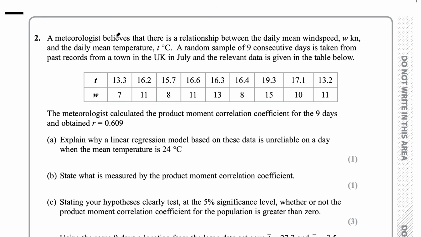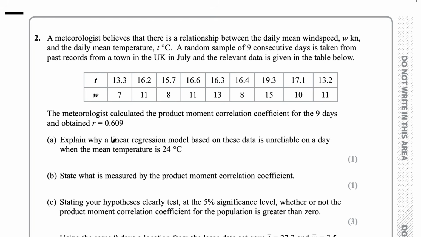Question 2 says a meteorologist believes that there is a relationship between the daily mean wind speed, W knots, and the daily mean temperature, T degrees centigrade. A random sample of 9 consecutive days is taken from past records from a town in the UK in July, and the relevant data is given in the table below. So here we have the temperature and the wind speed. The meteorologist calculates the product moment correlation coefficient for the 9 days and obtained R equals 0.609.